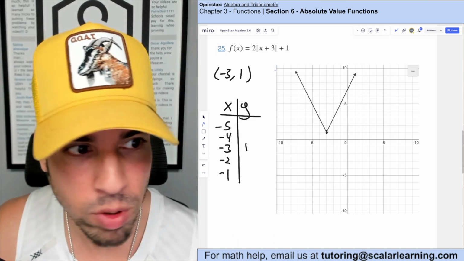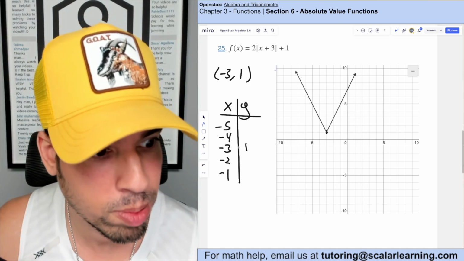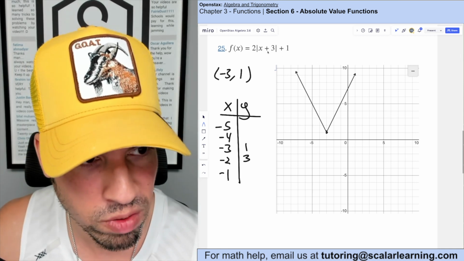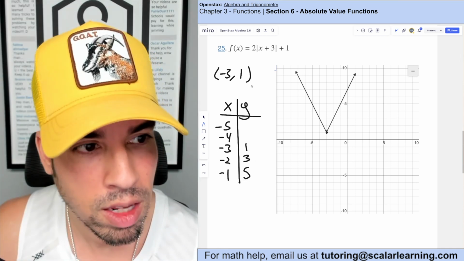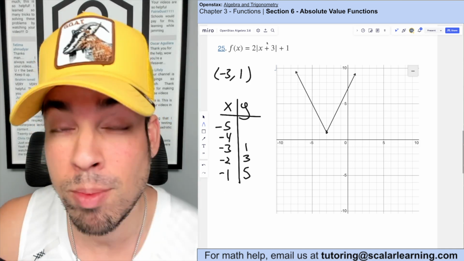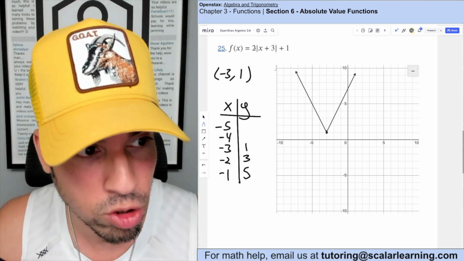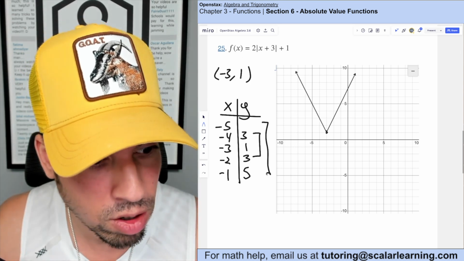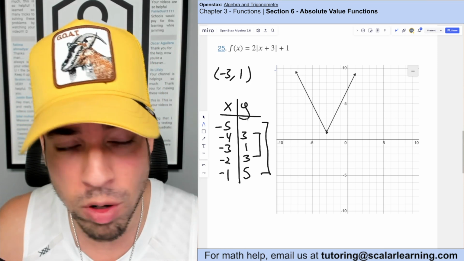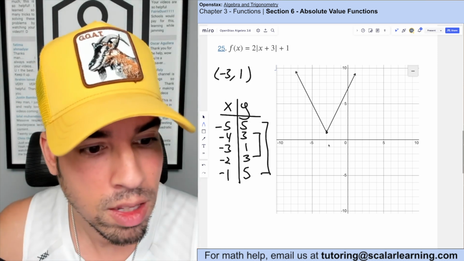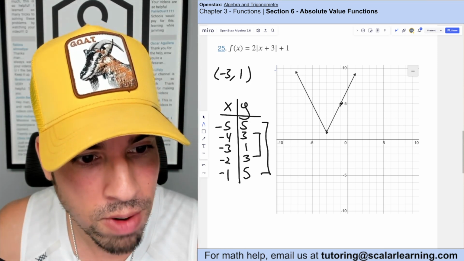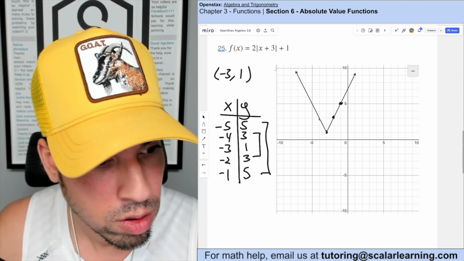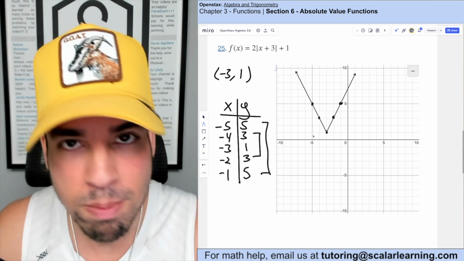So plugging in -2, -2 plus 3 is 1, times 2 is 2, plus 1 is 3. Plugging in -1, -1 plus 3 is 2, times 2 is 4, plus 1 is 5. And then on the flip side, -4 plus 3 is -1. Absolute value of -1 is 1, times 2 is 2, plus 1 is 3. And notice how these mirror. These are going to be the same as well because of that nice symmetry around the vertex. So this is going to be 5. And then here are the points. -1, 5, -2, 3, -4, 3, -5, 5, boom, done.